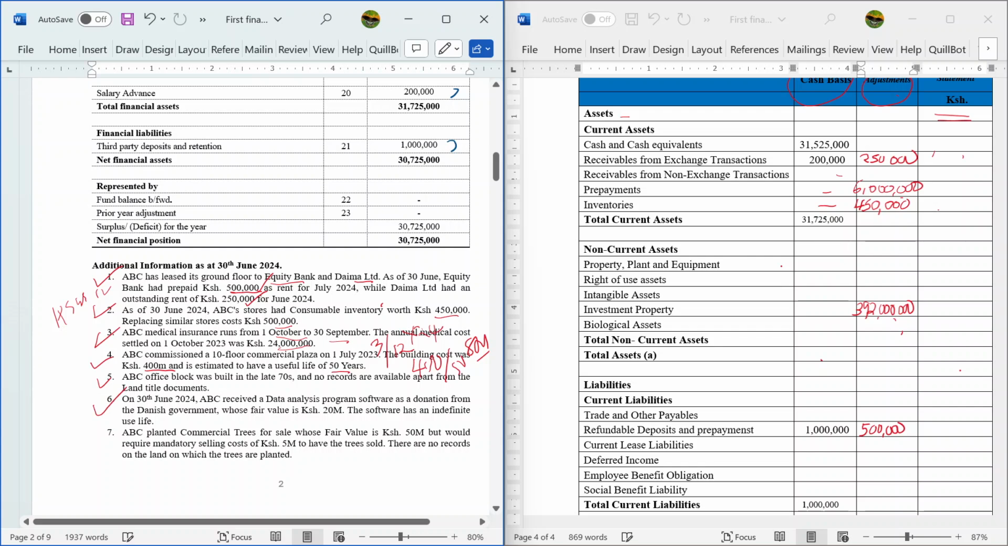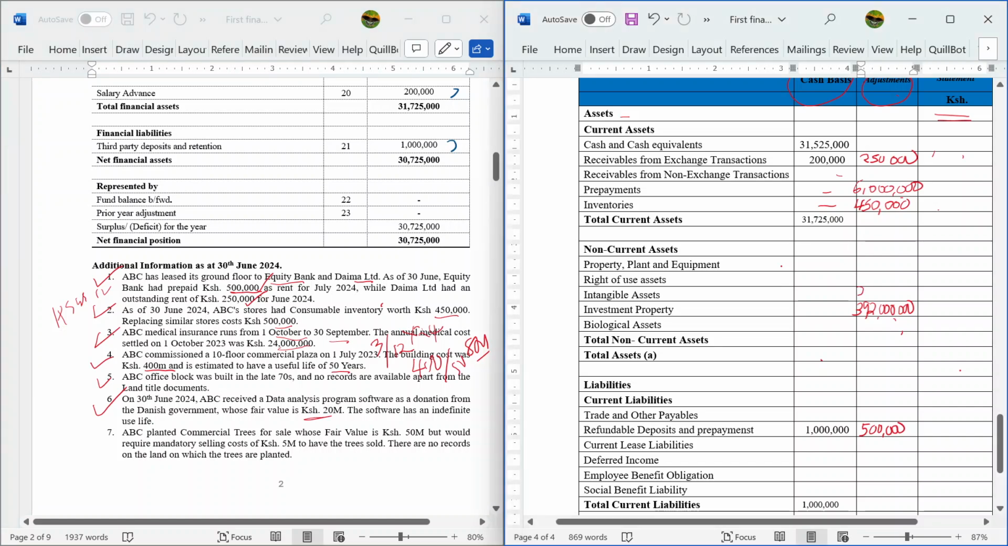So let us go to number 6. On 30th June 2024, ABC received data analysis program software as a donation from the Danish government, whose fair value is shillings 20 million. The software has an indefinite useful life. So what will we record? 20 million. We will record the 20 million because this is an asset donated to you, which you can reliably measure.